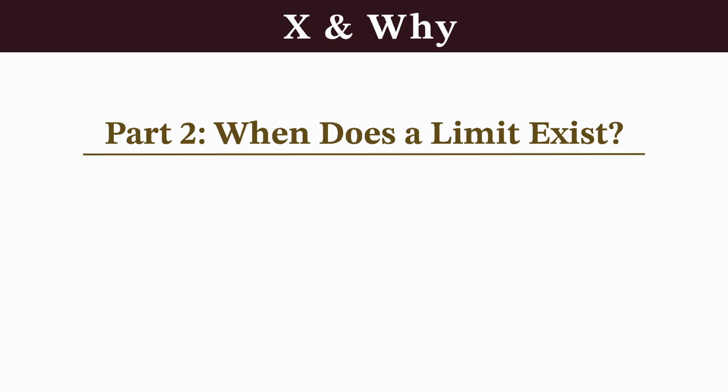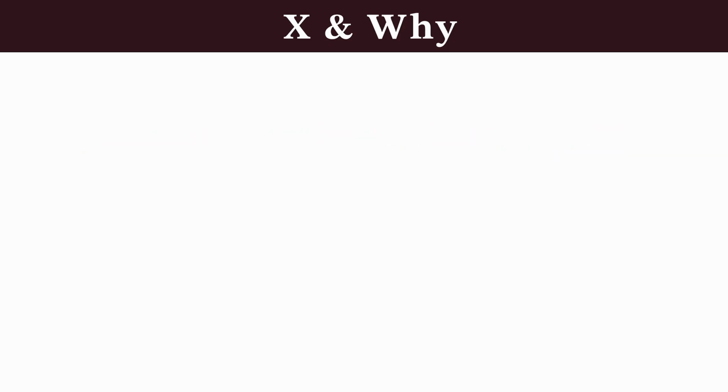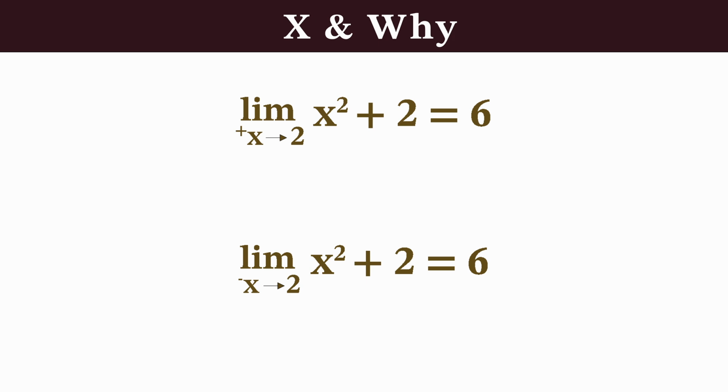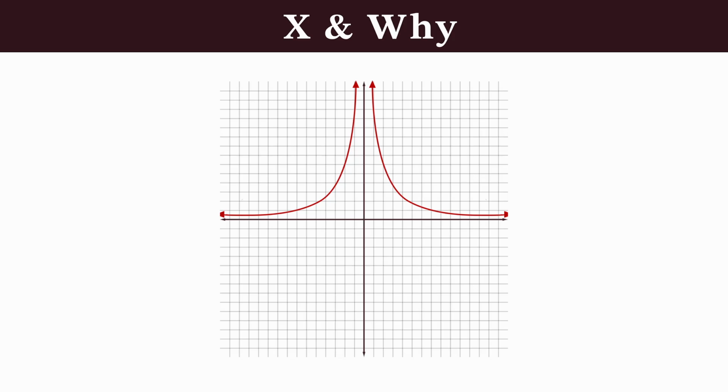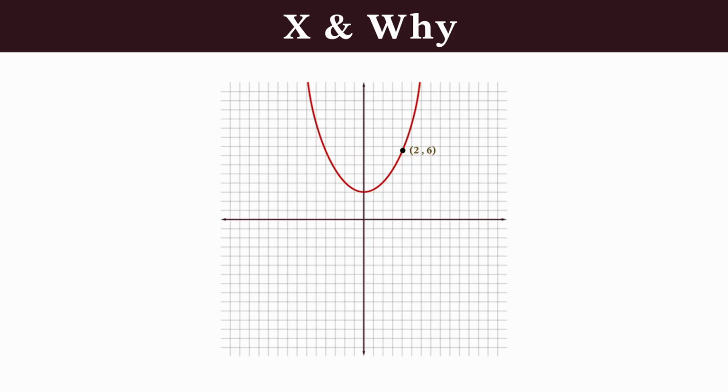Part 2. When does a limit exist? A limit exists when the y values from both the left and right sides of a point exist and are equal. If the left and right limits are equal, the limit exists. If they're different, the limit does not exist. If either side doesn't exist, the limit does not exist. Graphical examples help make this concept clearer.